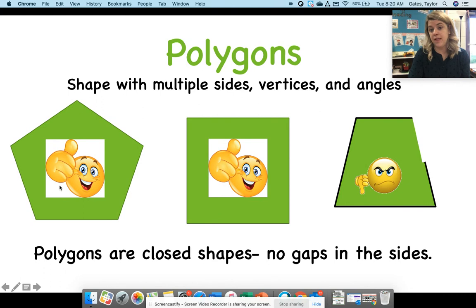Is this shape a polygon? Yes, it is, because there are no openings in the side. Is this shape a polygon? Yes, it is, because there are no openings in the side. Is this shape a polygon? No, because it is open. Do you see how this side is open? So it is not a polygon, okay? So polygons are closed shapes.